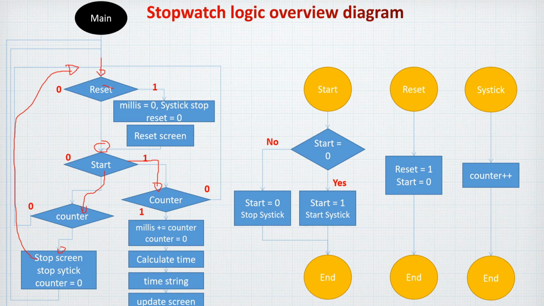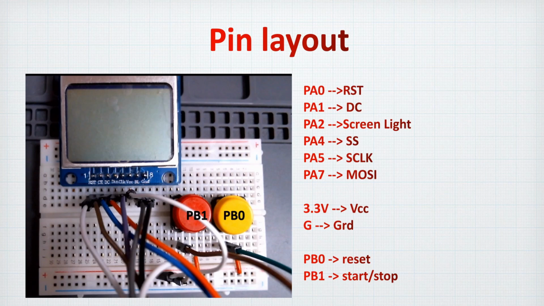Okay, so let's go to the next one, which is the pin description. This is the picture of the circuit that we are going to use, as usual. The pins for the Nokia screen are as described in the previous tutorial. All these are the Nokia screen, and what we are adding here are these 2 beautiful buttons. PB0 will be connected to the reset function, and PB1 will be the start stop button. So the start stop will be the red one, and the reset will be the yellow one.